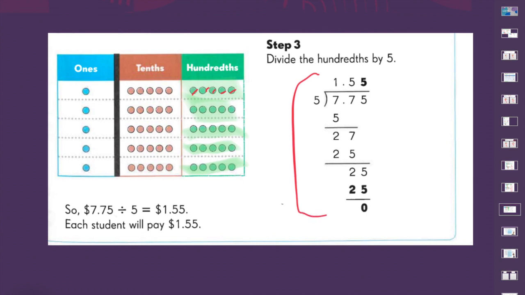So let's look and see what happened mathematically there. We had our 25 hundredths to divide into 5 equal groups, and we know that there were 5 in each group. So 5 times 5 is 25. We subtract and have nothing left over.